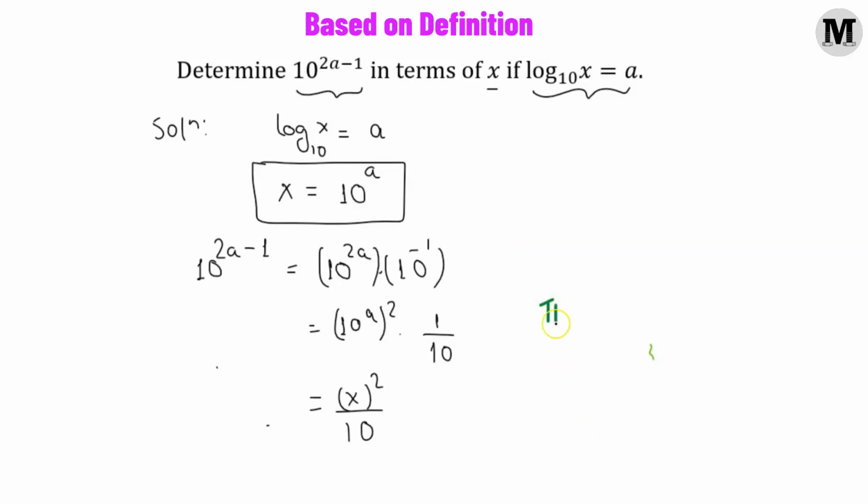You can say thus 10 raised to the power of 2a minus 1 is going to be x squared divided by 10, and this is expressed in terms of x. Let's move on to the next problem.